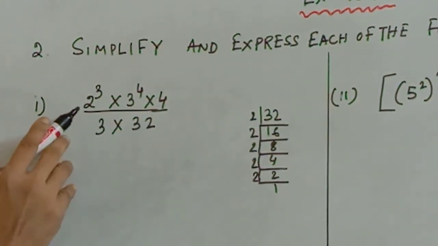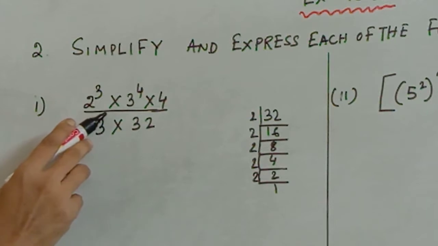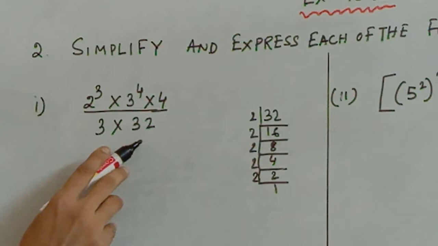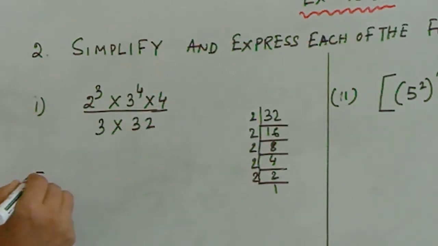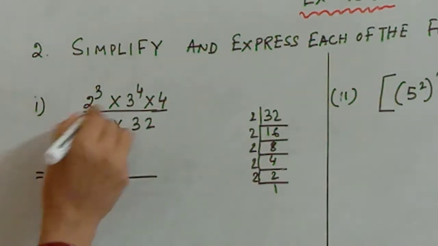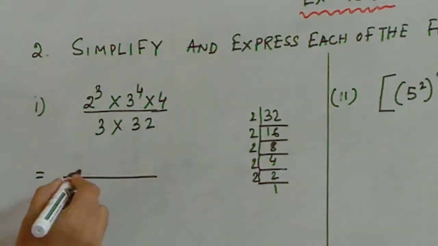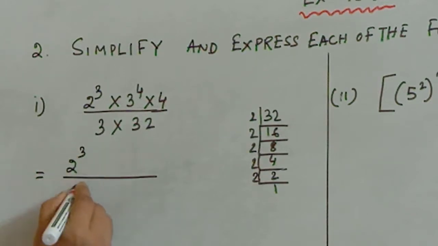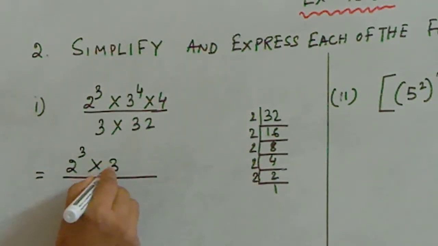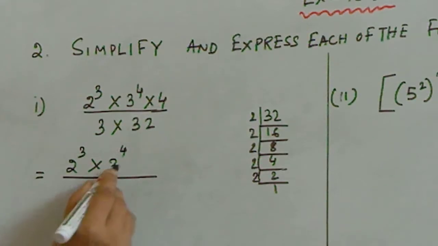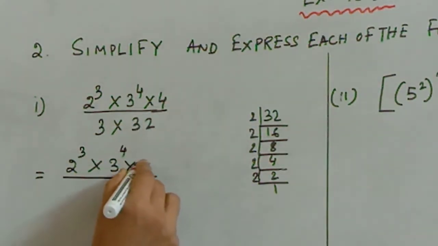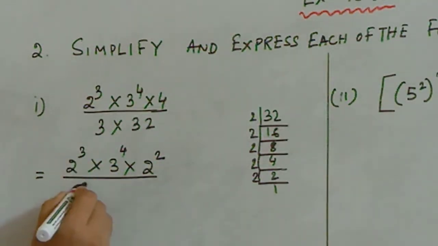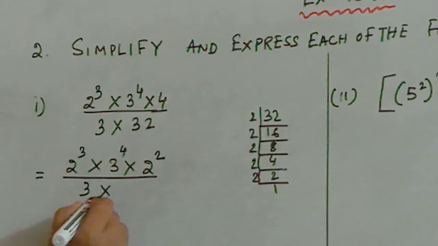Now the question is 2 to the power 3 into 3 to the power 4 into 4, divided by 3 into 32. All the numbers will change into prime factors. 2 cube is already a prime base. 3 to the power 4 is also a prime base, but 4 we will convert into 2 square, 2 into 2 is 4. Now 3 is already a prime number, and 32.